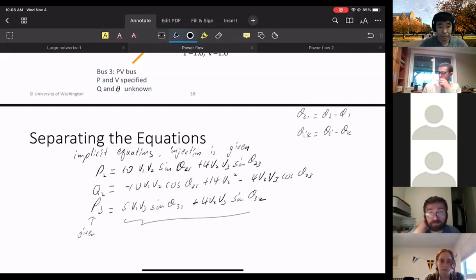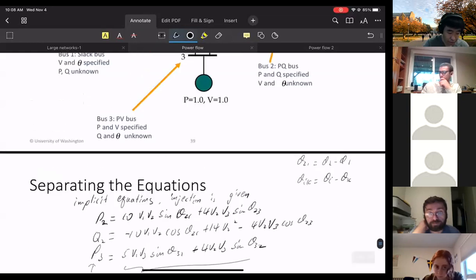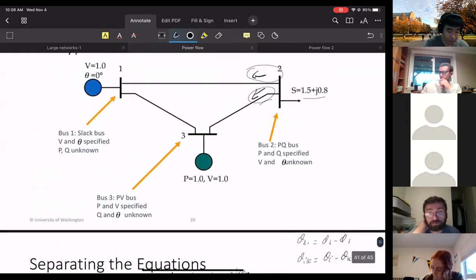I guess I have a question. Maybe I'm missing something for P1. When the last term is sine of theta 2 3. But since this is P2. Oh, okay. Yeah, so P1 is not given, right? So P1 we don't specify the number. P1 is computed from other things. Okay, makes sense. Yeah, P1 is computed from other things.